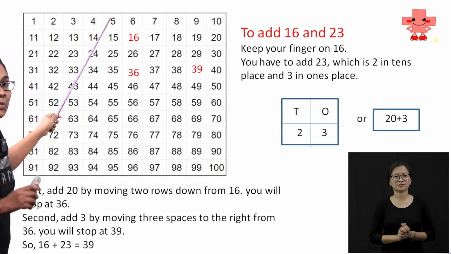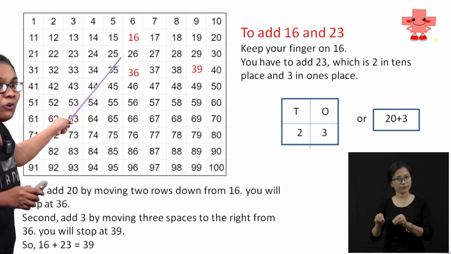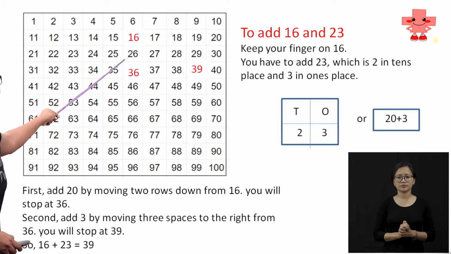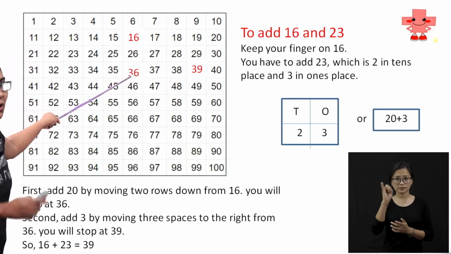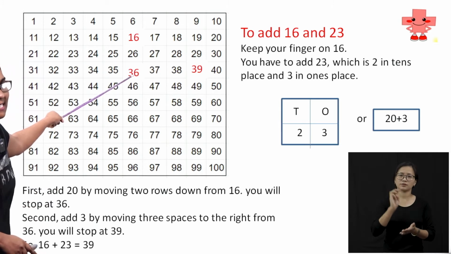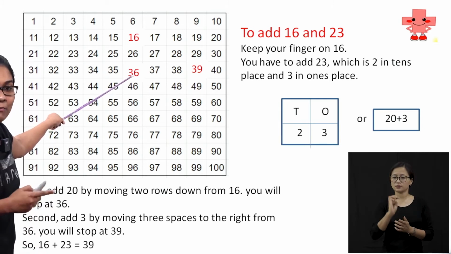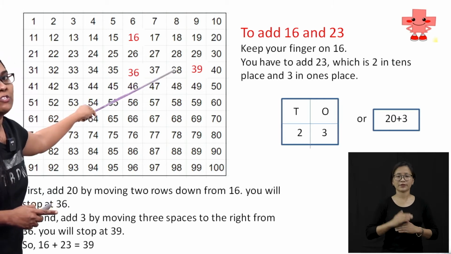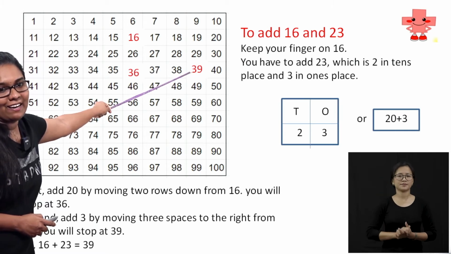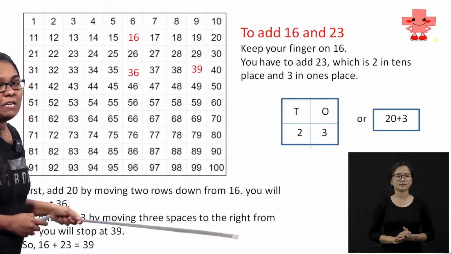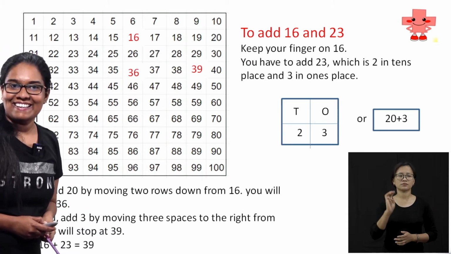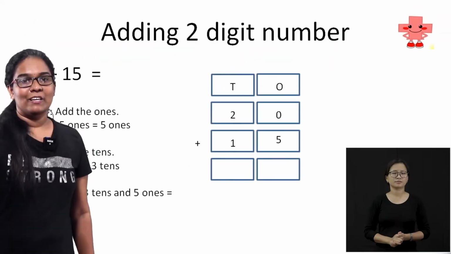First, add 20 by moving 2 rows down from 16. Then you will stop at 36. Second, add 3 by moving 3 steps to the right: 1, 2, 3. Then you will stop at 39. So, 16 plus 23 is equal to 39. You got it?